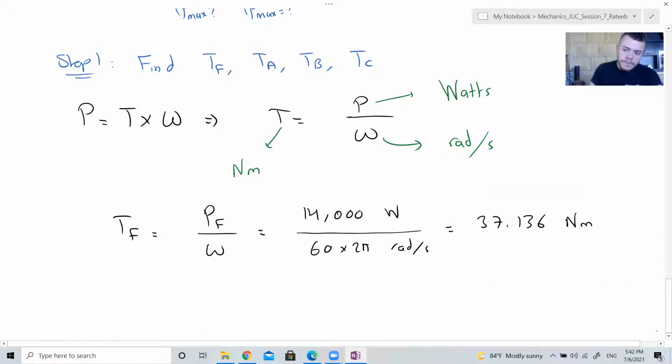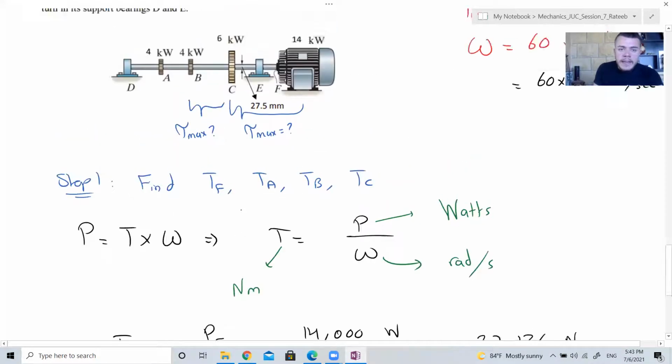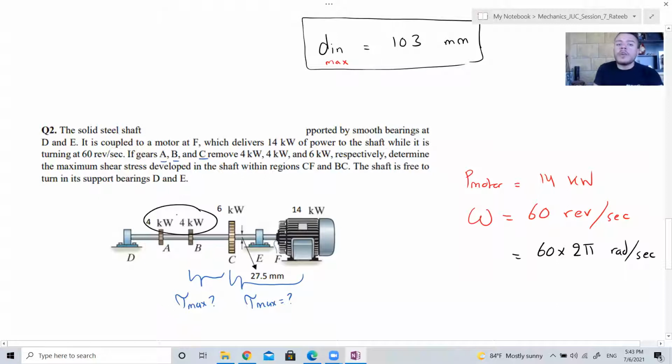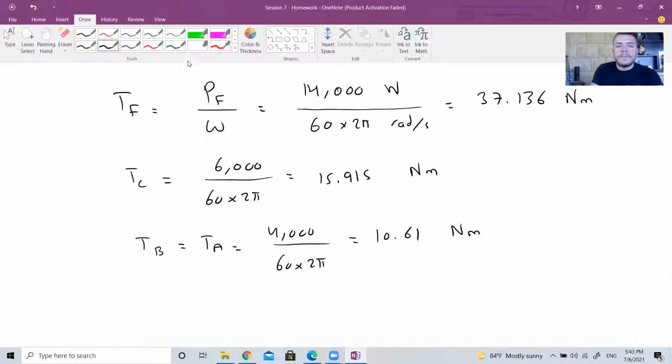TF, the motor torque, is 37.136 newton meters. The same thing you can find TC, which is 6,000 over 60 times 2 pi, which gives 15.915 newton meters. You can find TB, which is equal to TA, because both have 4 kilowatts. So both equal 4,000 over 60 times 2 pi, which is 10.61 newton meters.